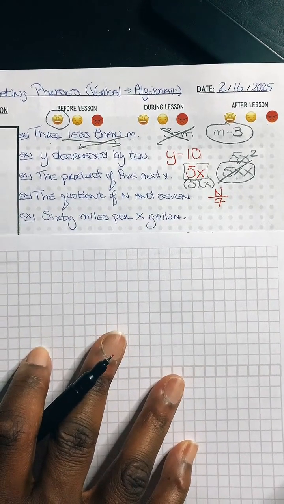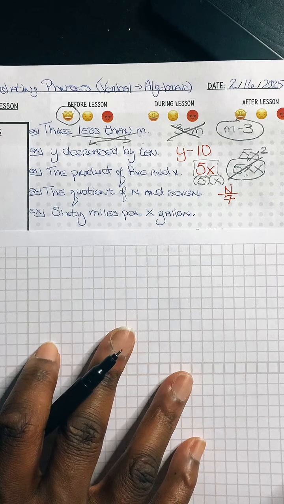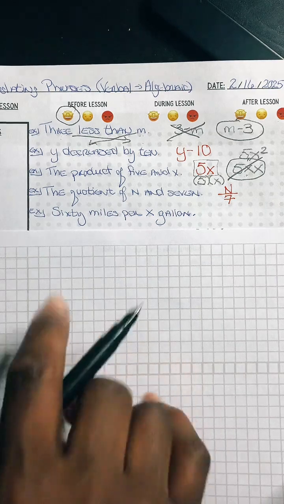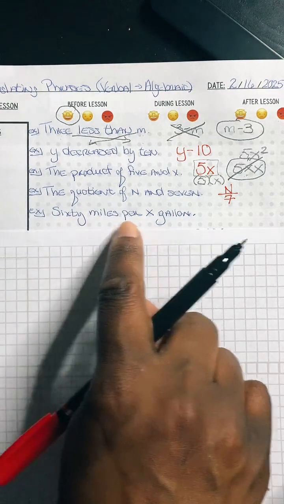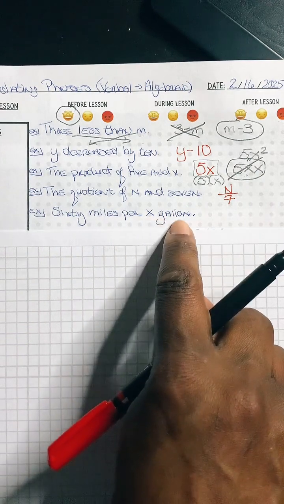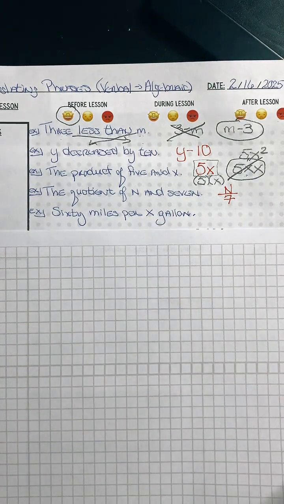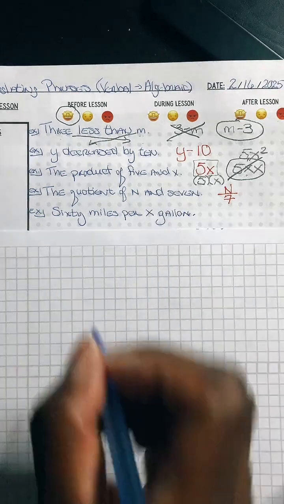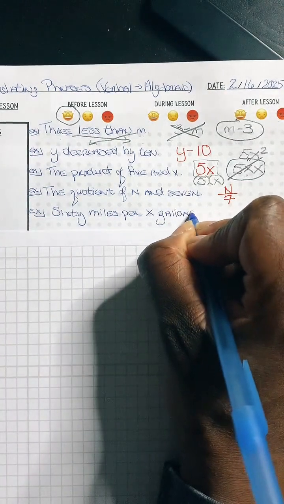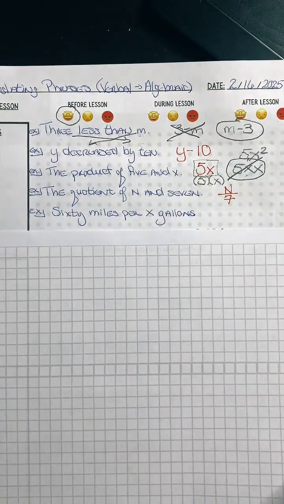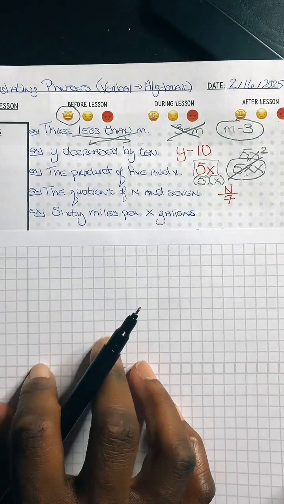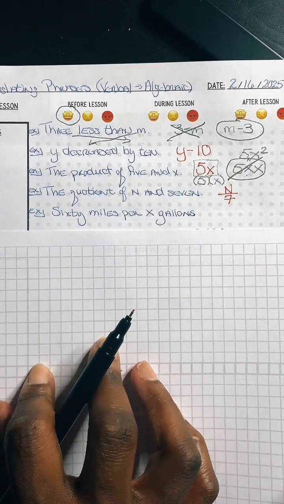Now, this one comes up quite often. 60 miles per x gallons. That should be plural. Okay, so 60 miles per x gallon.